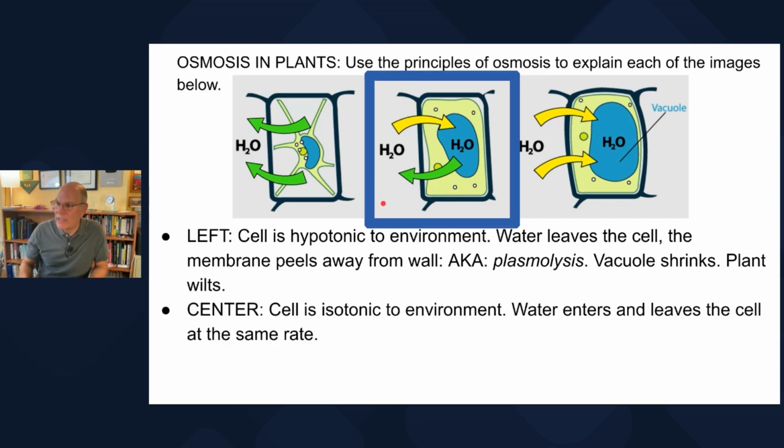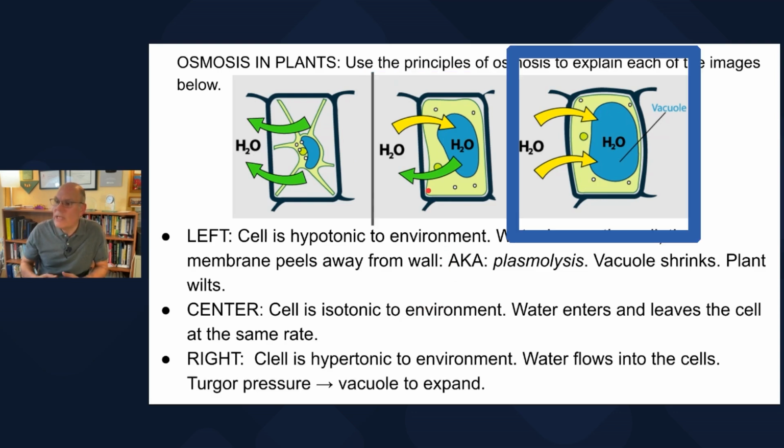In the middle cell, the cell is isotonic to the environment. That's a new term. Isotonic means that the amount of dissolved solute is the same in both solutions, or you could say the percentage of water is the same in both solutions. So water will enter and leave at the same rate. There'll be an equilibrium. In the cell on the right, the cell is hypertonic to its environment. That's what happens when you water your plants. You create a situation where outside the cell is hypotonic to the interior of the cell.